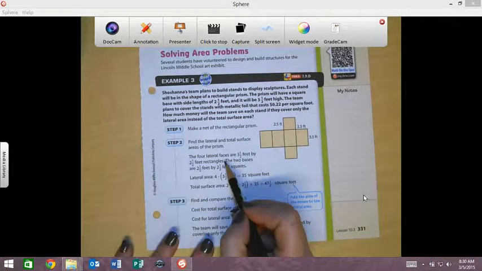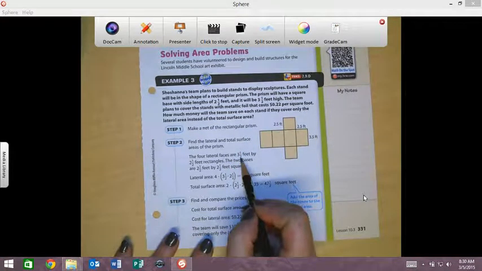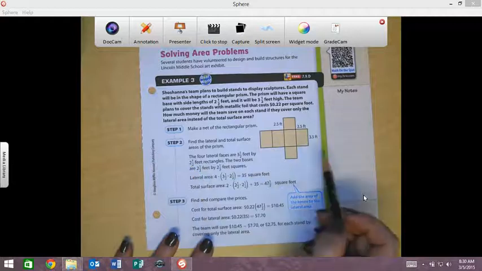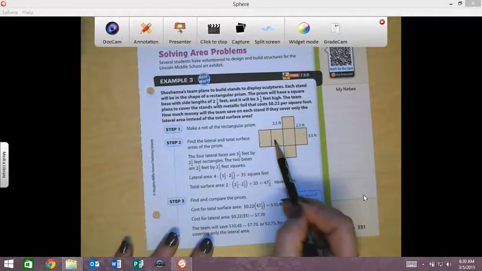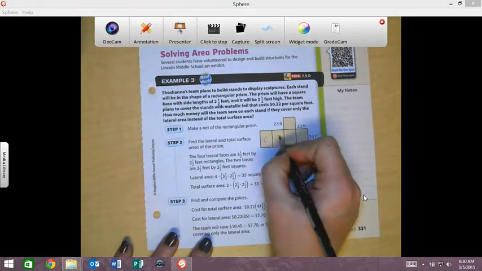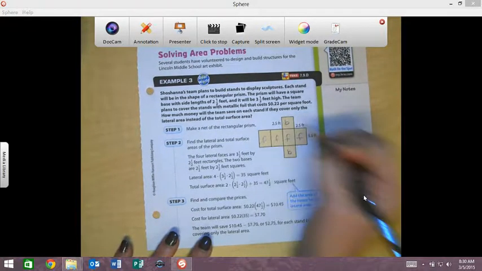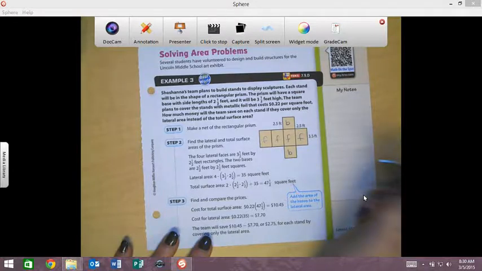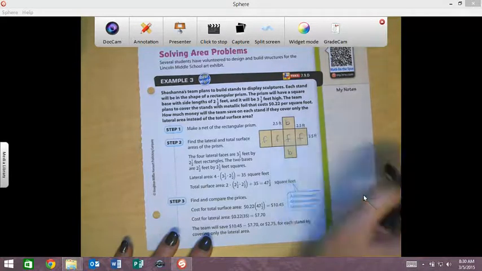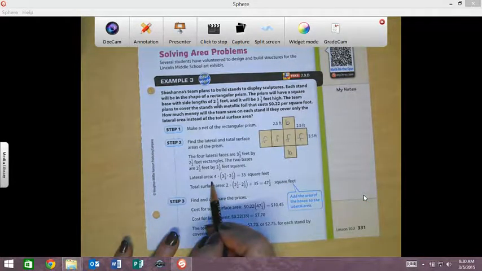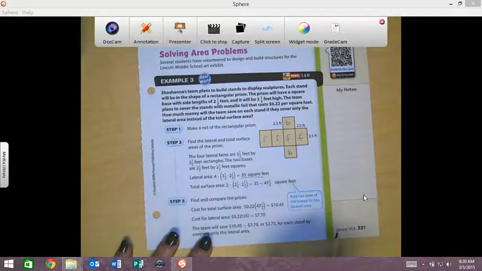So, our 4 lateral faces are 3.5 by 2.5. Okay, that's these right here. These right here are faces. Sometimes it helps if you label them. And then these 2 are going to be your bases. So you would do 3.5 by 2.5, and then multiply that by 4. That's what they do right here. And you've got 35 square feet.